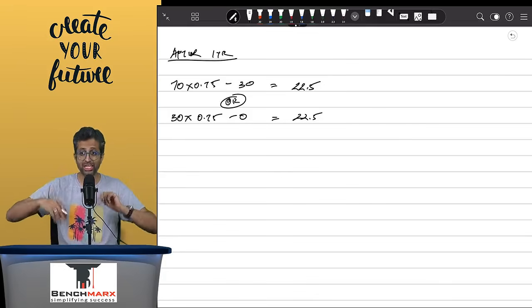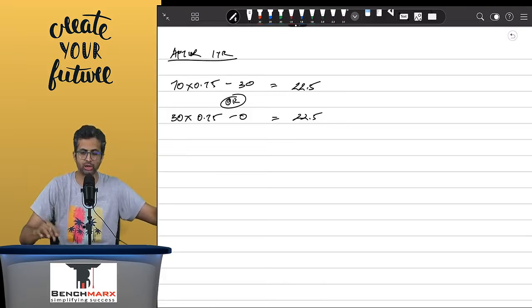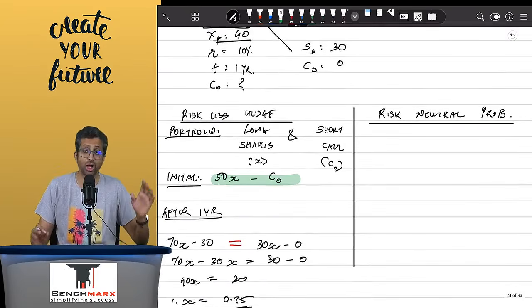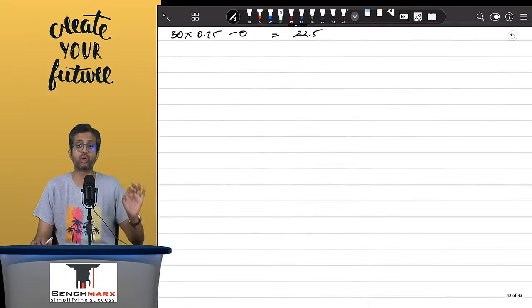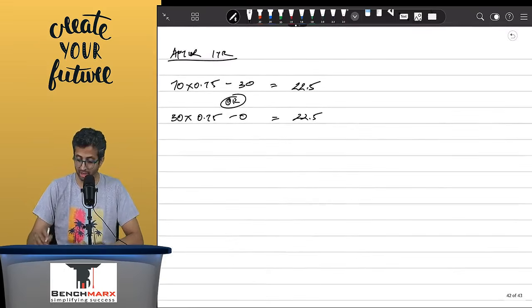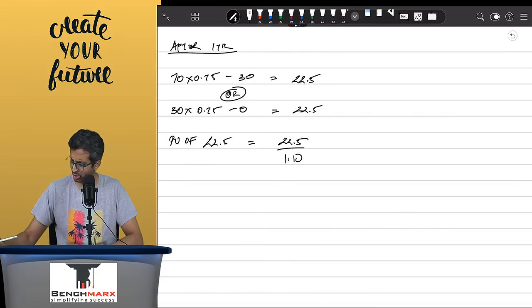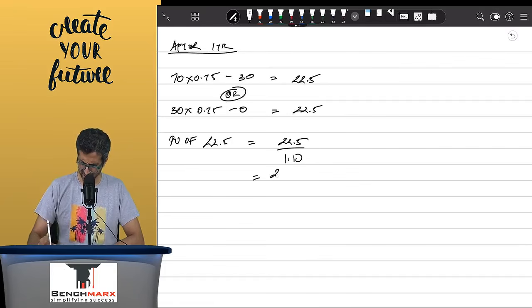Now if it is 22.5 after 1 year, we know that if we invest a particular amount today, well, the amount that you are going to invest today is going to be 50x minus C0. That amount is necessarily going to become 22.5 after 1 year. Therefore, the present value of 22.5 will equal 22.5 upon 1.10. This is probably equal to 20.45. Let's say this is 20.45.